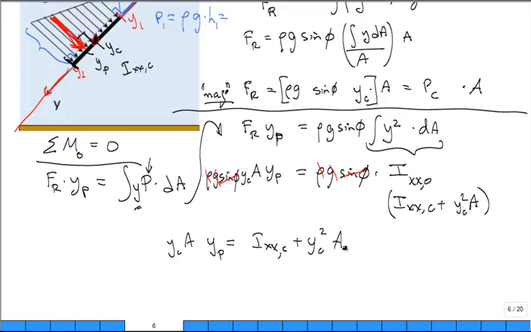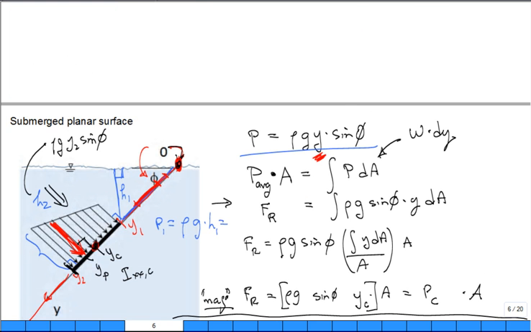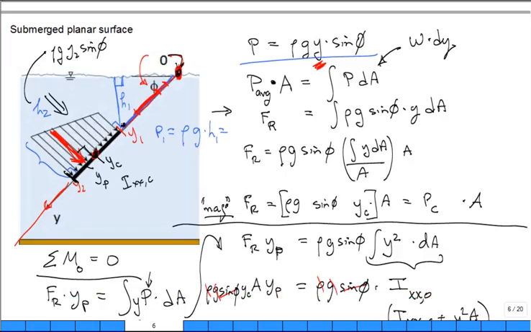So now I'll divide through, and so we get the location of the center of pressure has to be equal to y sub C plus the centroidal area moment of inertia divided by y sub C A. And that equation is in your equation sheet. Y sub P, you said it's going to move closer to y sub C as the plate gets deeper. Right? So where is the depth in this equation? Well, y sub C, getting closer and closer up, right? Yeah.